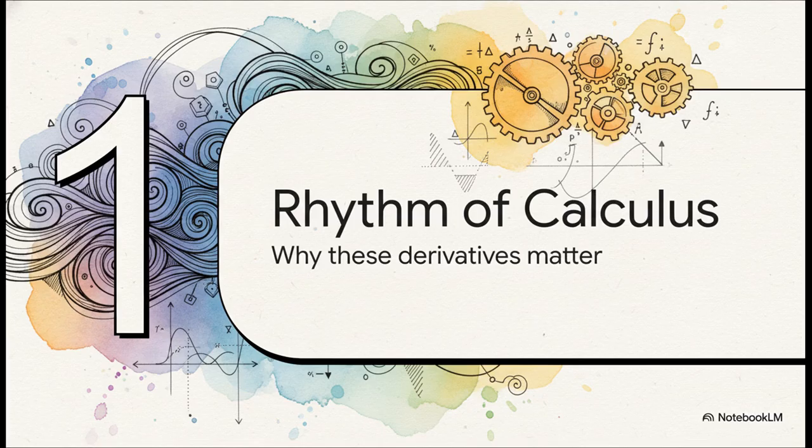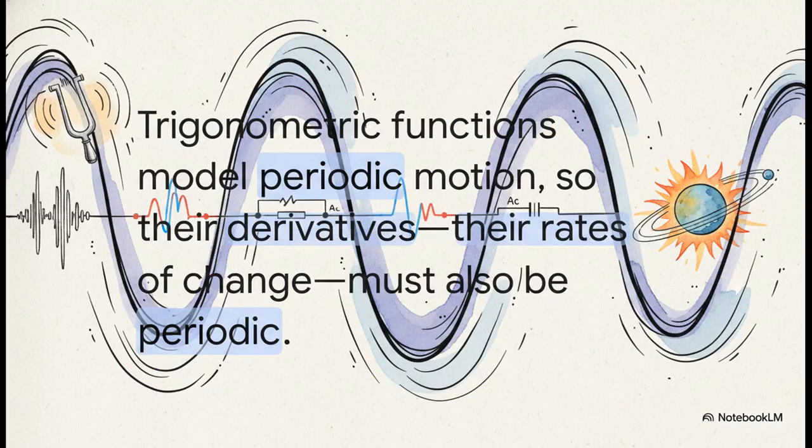Look, before we just start memorizing a bunch of formulas, it's so important to understand the concept behind them. So why do these derivatives even matter so much? Well, think about it. Sine and cosine waves describe basically everything that's cyclical. We're talking sound waves, AC current, planetary orbits, you name it. And since these functions repeat in a perfect cycle, it only makes sense that their derivatives, their rates of change, have to be cyclical too. This is a huge link between pure math and real-world physics and engineering.